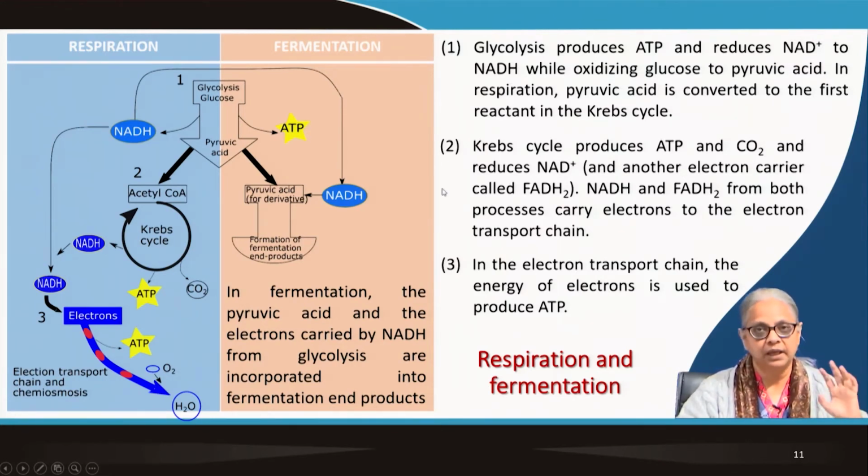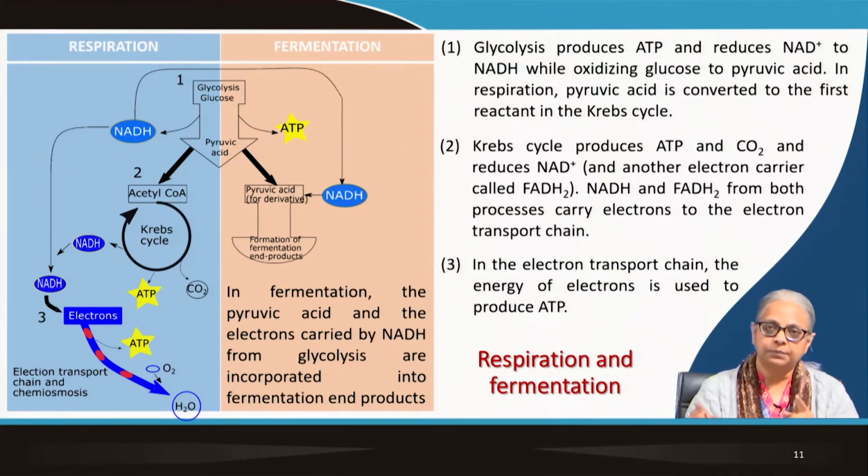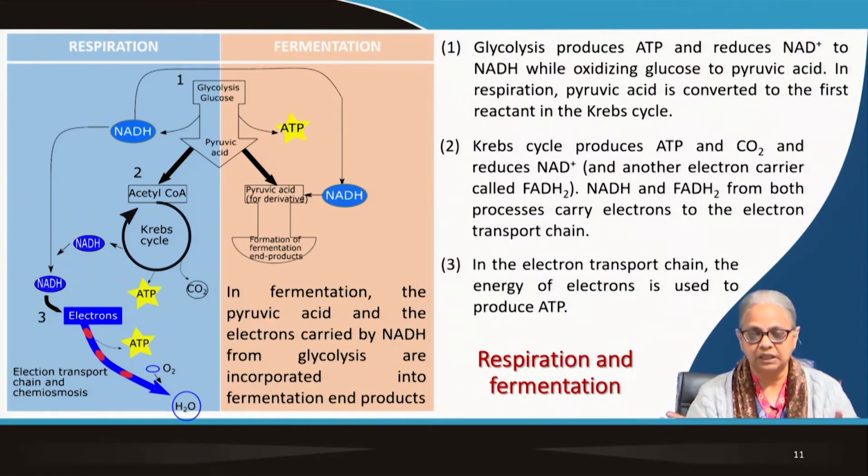reduce NAD plus to NADH, and NADH and FADH2 from both processes will carry these electrons through the electron transport chain. And when these electrons and protons are being carried through the electron transport chain, two things are happening. Protons are being pumped out of the membrane to generate proton motive force, and the electrons are passed on from one carrier to another to produce ATP. So this is a very rough and clear schematic of what is happening, and like I said, the level of details, you can keep probing into more and more details to get better understanding of this, but we will go through some amount of that in the subsequent topics.